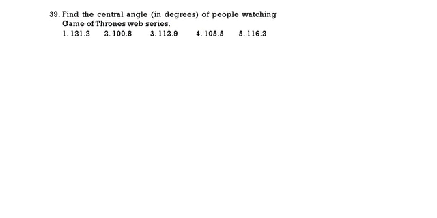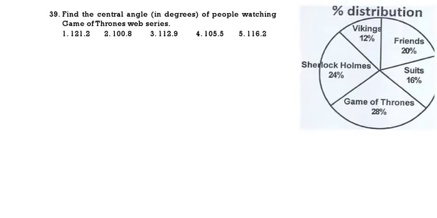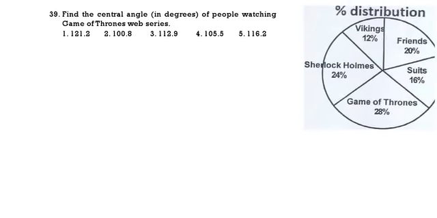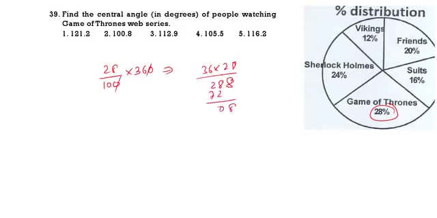Find the central angle of the people watching Games of Thrones web series. Games of Thrones we are having how much? 28%. Since it is asked angle, into 360. If you do this, 0 0 cancel, 36 into 28. So this will be 288. This will be 72. So we are going to get 100.8 degrees.